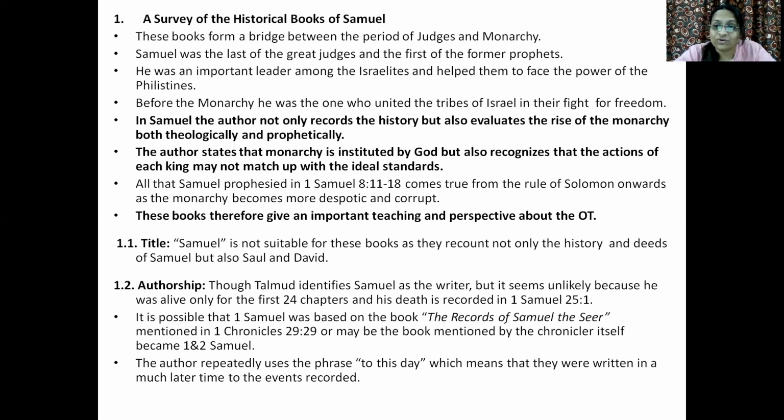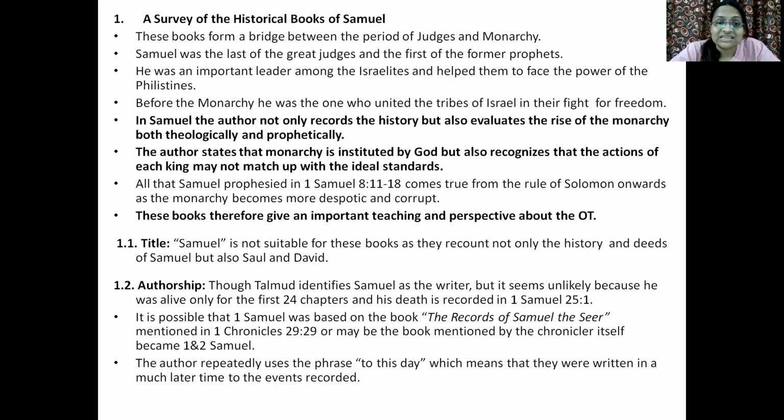So in Samuel, the author not only records the history, but he also evaluates the rise of the monarchy, both theologically and prophetically. We told you in the last class also about the historical books, that they talk from a theological and prophetical perspective also. So the author of Samuel is not only recording the history, but he evaluates the monarchical period, both theologically and prophetically.